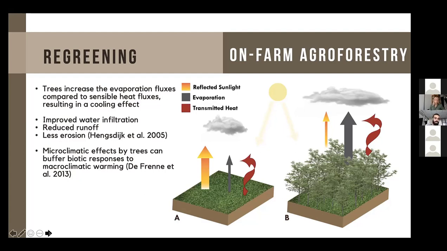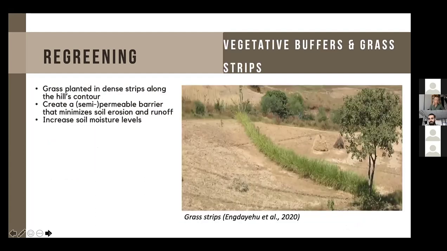And if we move on to the next slide, we have a slightly different version of how vegetation can help, and this is the vegetative buffers or grass strips. What these basically are is grasses that are planted in dense strips along the contour, just like the contour bunds we discussed earlier. They create a more or less permeable, semi-permeable barrier that minimizes soil erosion and runoff through a water filtering process.